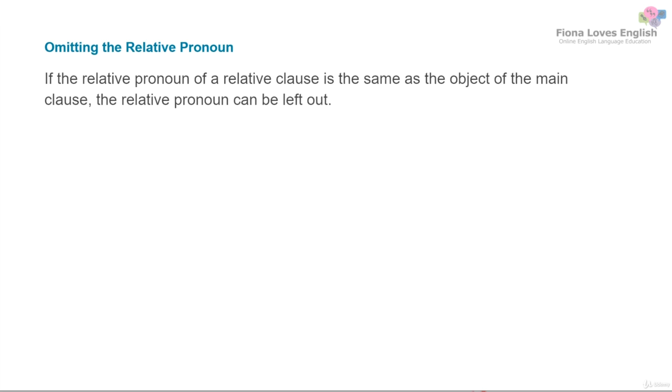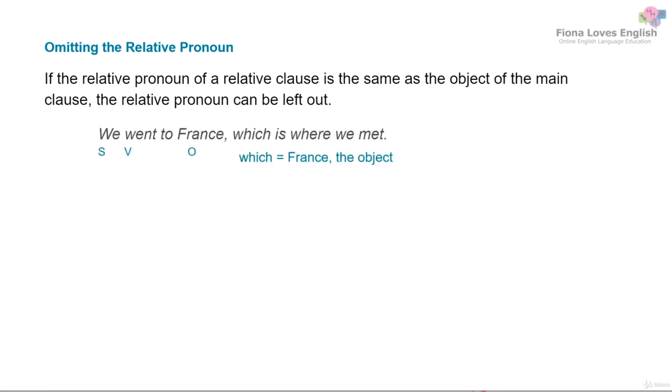We don't always have to use a relative pronoun. If the relative pronoun that introduces the relative clause is the same as the object of the main clause, we can leave it out. So in this example, we went to France. The subject is we, the verb is went, and France is the object.